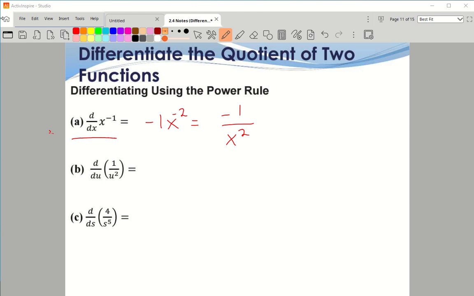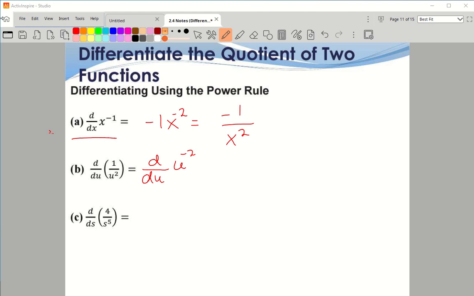Okay. Now, I'm going to mess up this next one. I'm going to mess it up because I don't like it the way it is right there. Because I don't like this down here in the denominator. So I'm going to move it up to the numerator. So I'm going to rewrite it first. So I'm going to say that d/du of u to the -2. Because all my voodoo magic that I know has to do with this being in the numerator. Yeah? Okay. So I could do the voodoo.